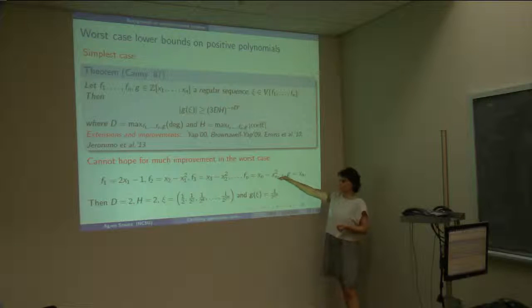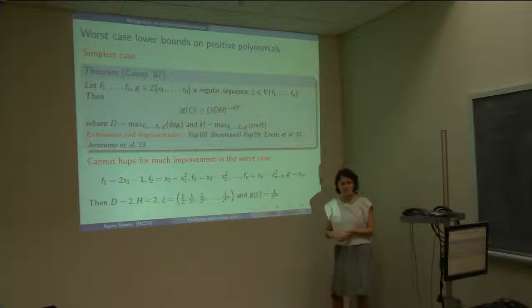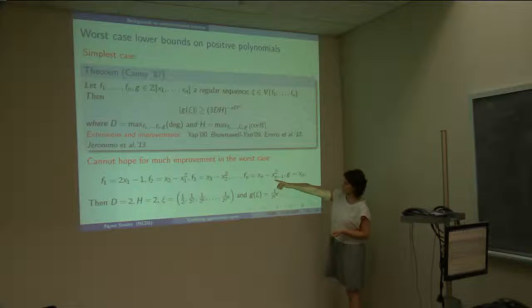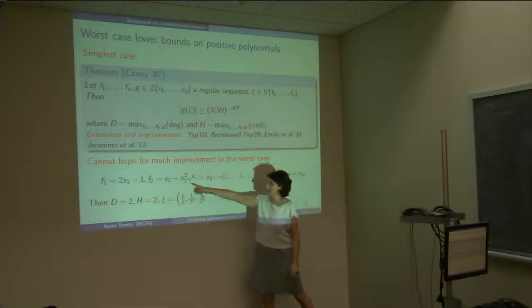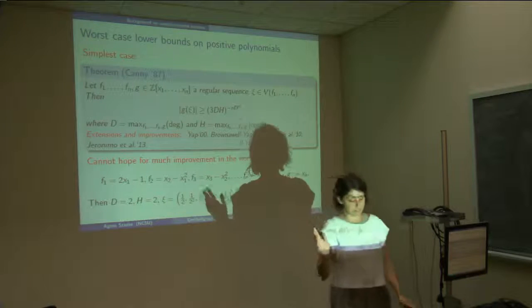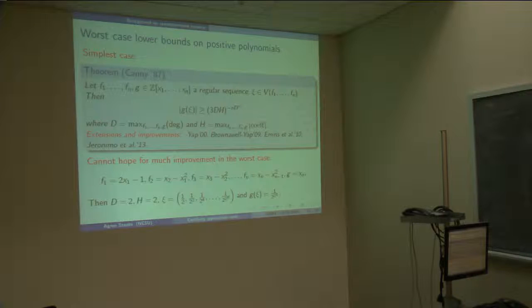And the reason for that is that this is an example where you cannot really get better. So in the worst case, you can construct systems where this kind of double exponential bound is achieved. So here is a system, n variables, the polynomials are all quadratic with coefficients of absolute value 2 or less.